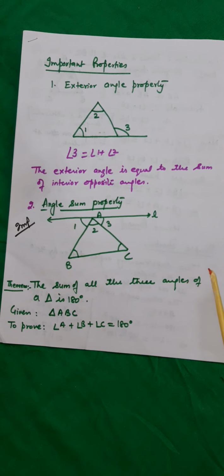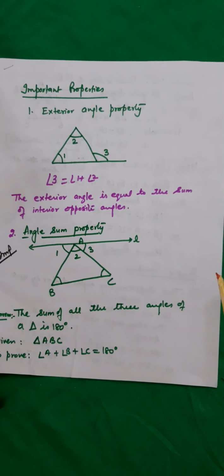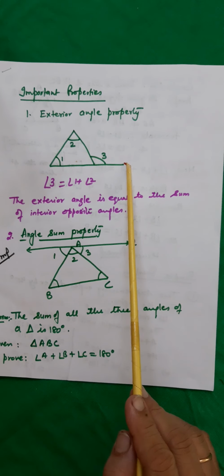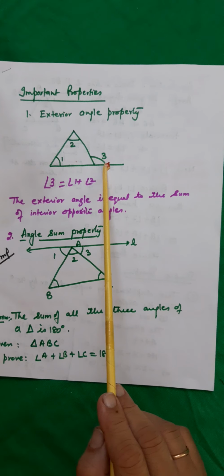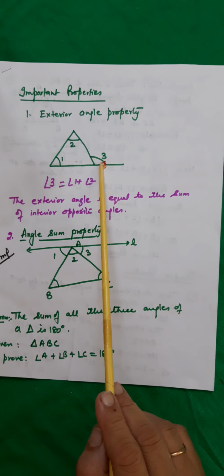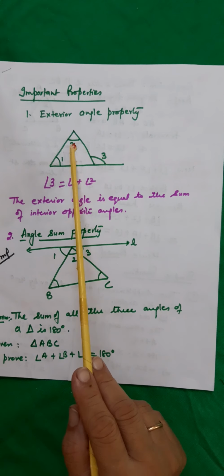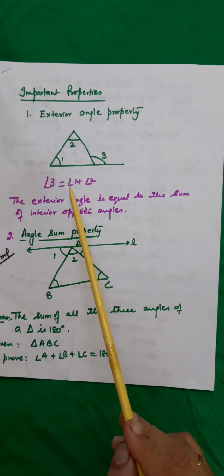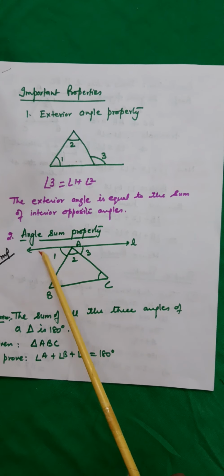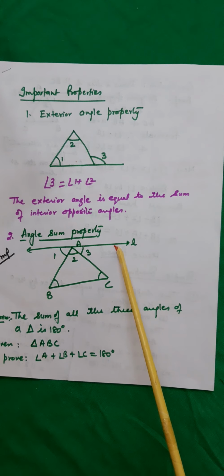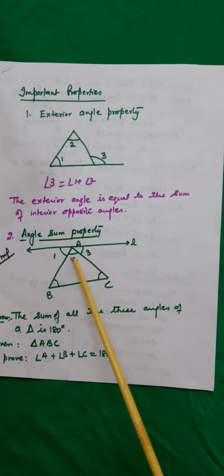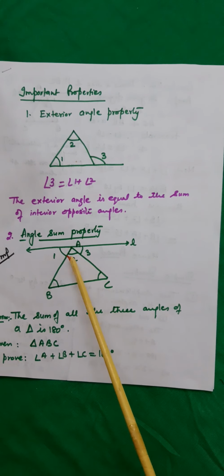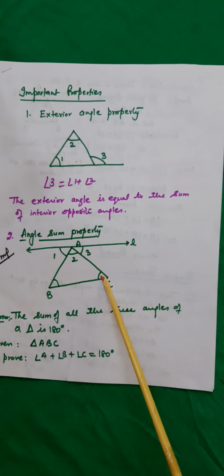Now some more important properties of triangles. Exterior angle property, that is, if you extend any one side of the triangle, then one angle is formed outside, that is, in the exterior of the triangle. That angle is equal to the sum of the interior opposite angles. That is, angle 3 is equal to angle 1 plus angle 2. Next property is angle sum property. Angle sum property, as the name suggests, sum of the angles. So in a triangle, the sum of all the three angles, angle A, angle B and angle C, is 180.